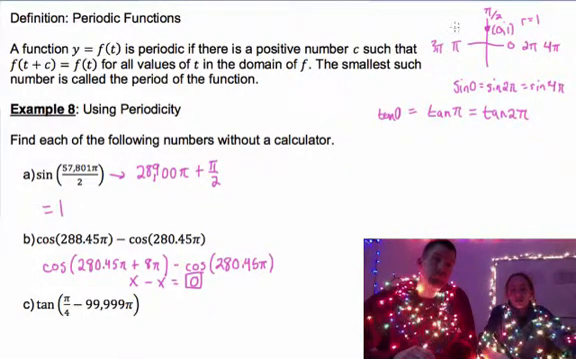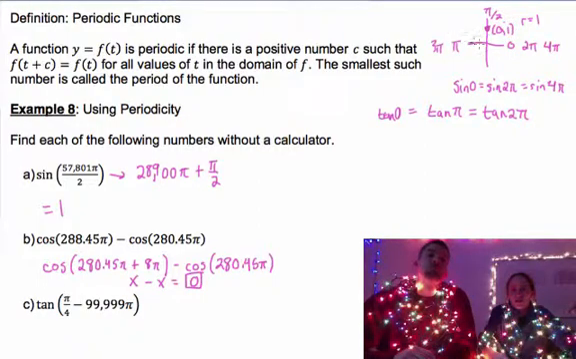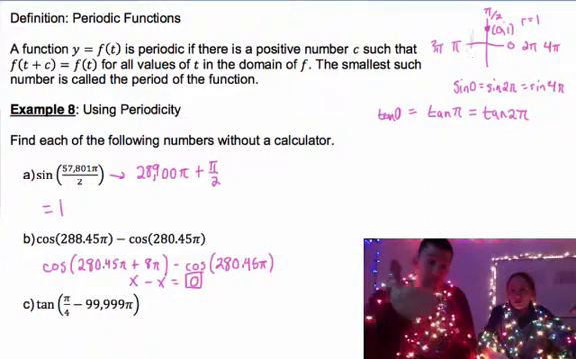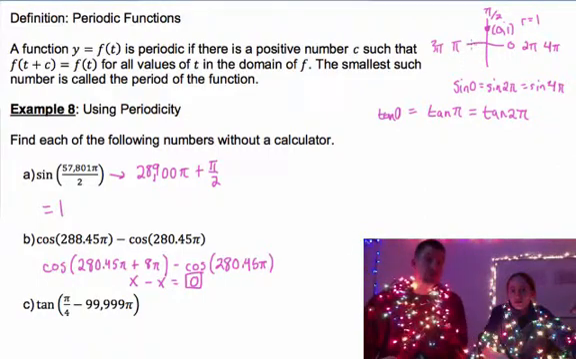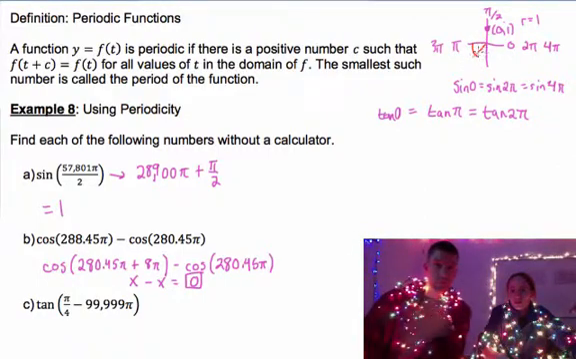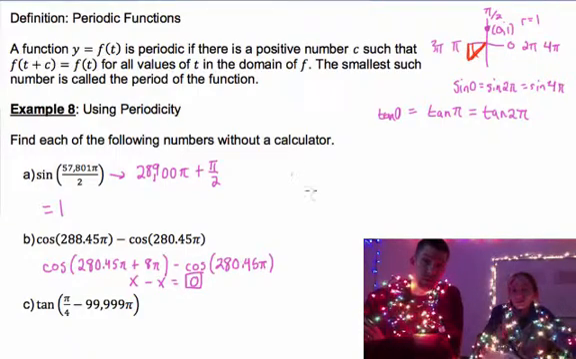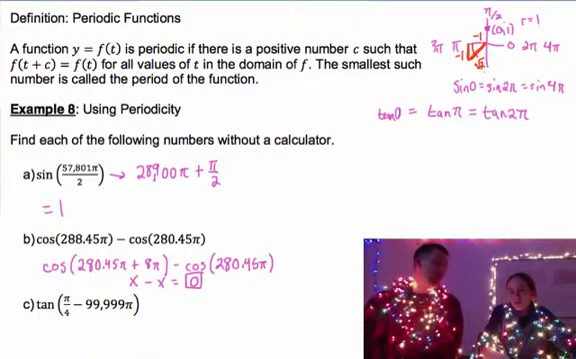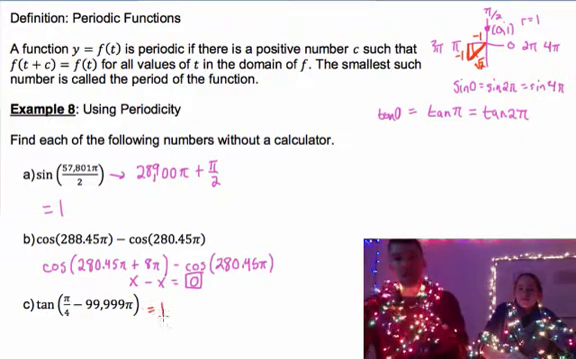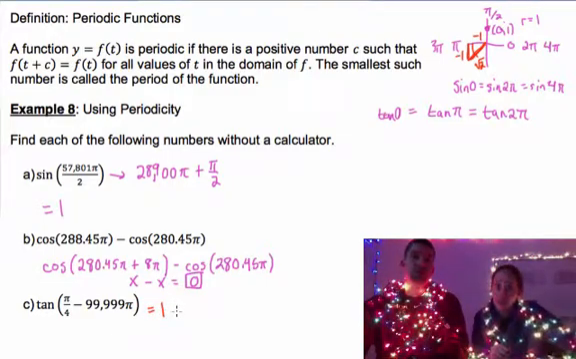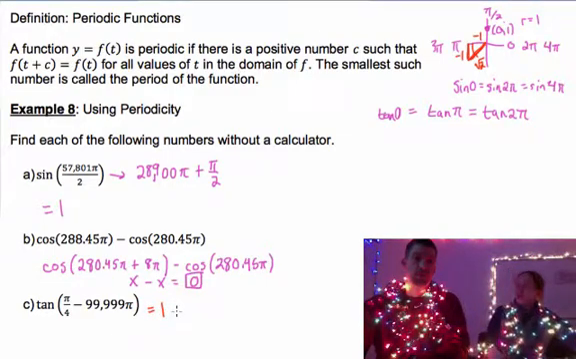Which way should we go for pi over 4? The positive direction, since it says positive pi over 4 there. So start from there and go around. That's a 45-45-90 triangle, and gives us -1, -1, which is 1. So tangent is 1. That's how you use periodicity to find trig functions.